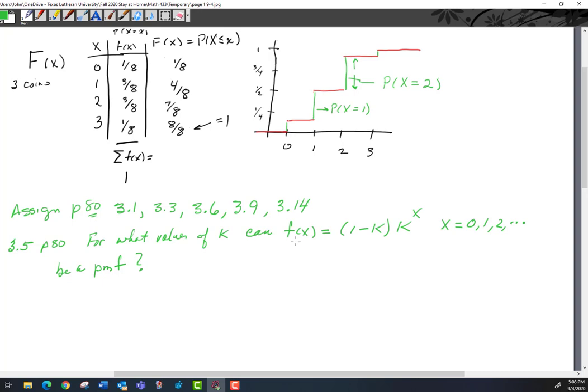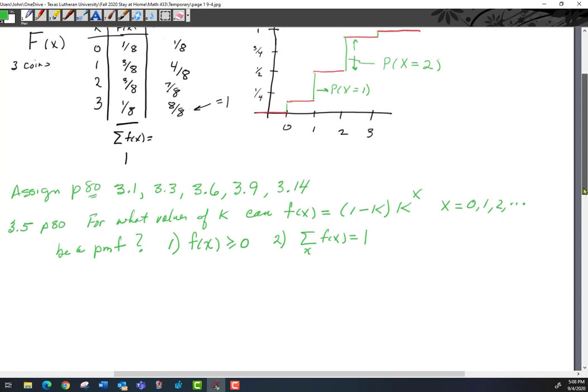What values of k can you put in here and keep f of x a function that could serve as a probability mass function? Well, the answer is easier than maybe what it first sounded like, because a probability mass function has got to satisfy just 2 conditions. For all x, f of x has got to be greater than or equal to 0. That's condition 1. And condition 2 is the sigma over all the x values, f of x must equal 1.